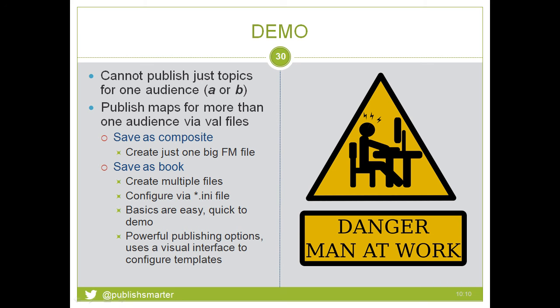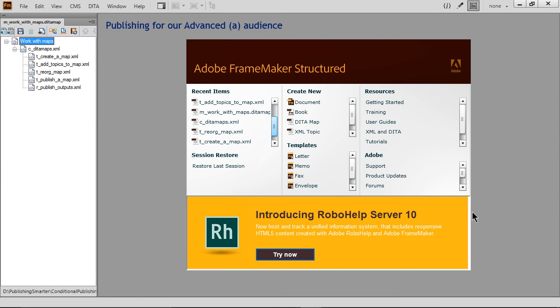So when it does get to doing a far more powerful and far more complex publishing, there's definitely additional work that has to be done in order to set these things up. In this video though, I'll show you the basics. I'm going to go in and save the content as a composite file. In order for this to work, I have to have a map open. I've already gone in, created my val files, and I've already assigned attributes.